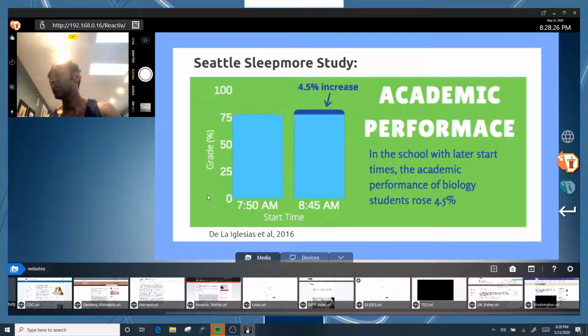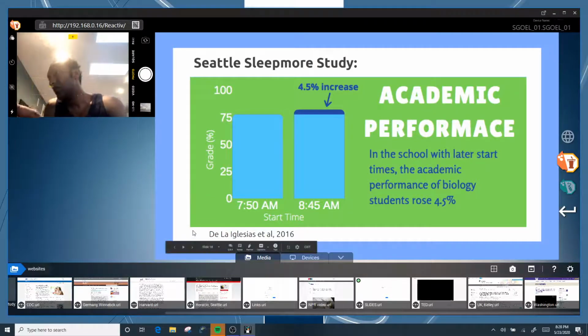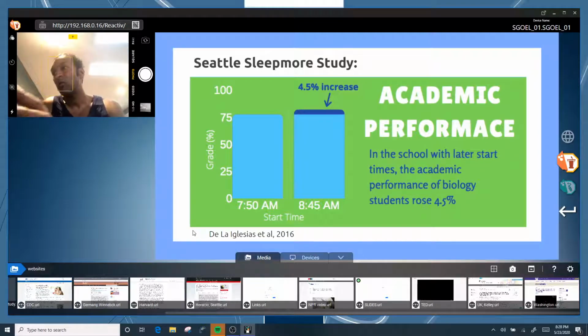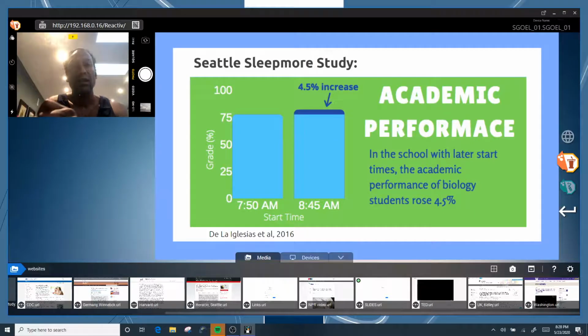And what was interesting about this is that they even looked at 2 different schools, one in an inner city and one in a more well-off area, and 2 different socioeconomic statuses, and children in the lower socioeconomic status had even greater benefits of having school start later.